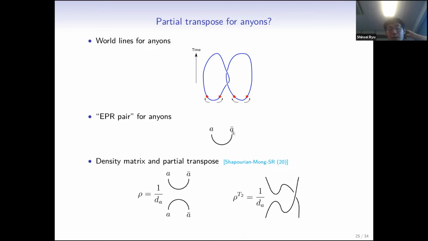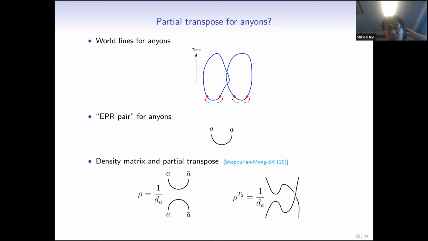And as before, we can compute the density matrix by taking a ket and bra. But now we can once again twist these two legs, input and output, for the second anyon to get the partially transposed density matrix. So we use a braiding operation. So that's why we have this one of the lines stacked on top of the other. So this is our proposed definition for partial transpose for anyonic systems.